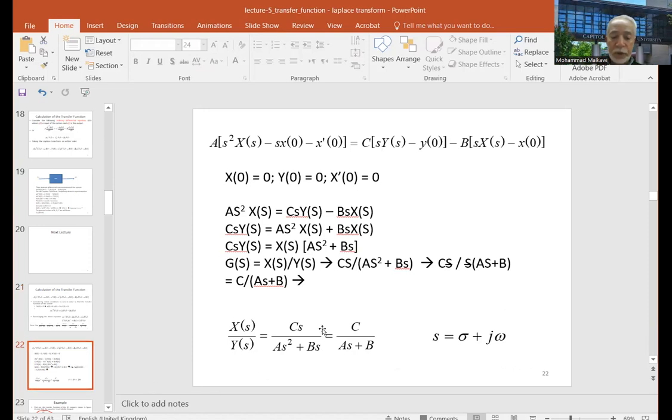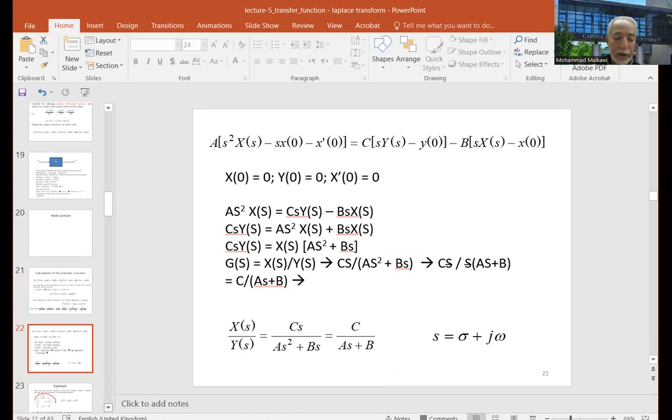Okay, so that's actually what I have done. I have it on this slide. And the s here, which I have as a s plus b, is the sigma plus j omega, the complex number, and omega is our frequency. So we transferred all of this from the time domain into the frequency domain in a linear manner.